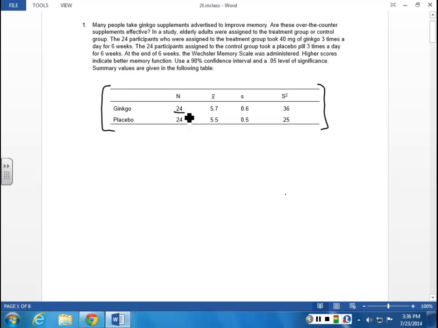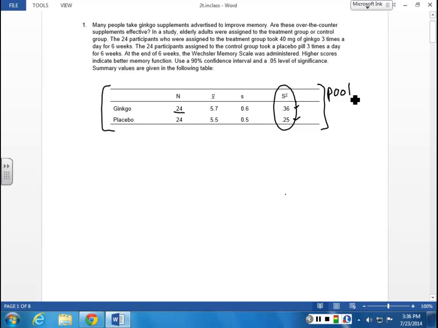Once you have it in the table here, we want to know if we have a pooled or unpooled variance. So we look at the variances. Make sure you're not looking at the standard deviations. We look at these variances, and we look to see whether or not one of these is more than twice the other. And since 0.36, the higher, is not more than twice the other, that means we can pool. They are close enough to be able to pool the variances.